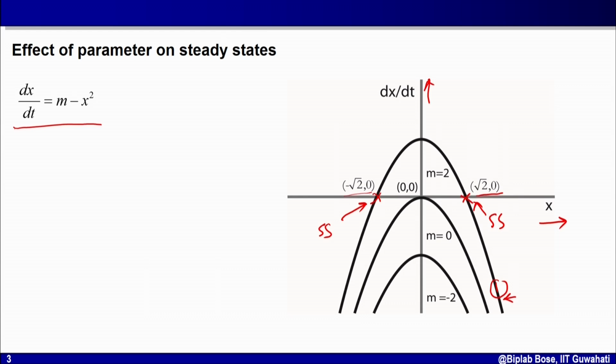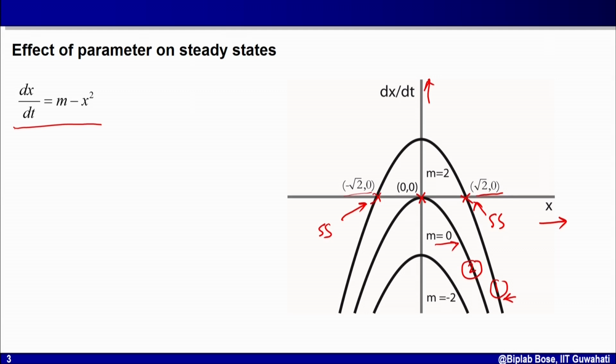Now consider m equal to 0. Then this curve goes down and I get this second plot. So this is for m equal to 0, and obviously this intersects the x-axis only at one point, and that is 0, 0.